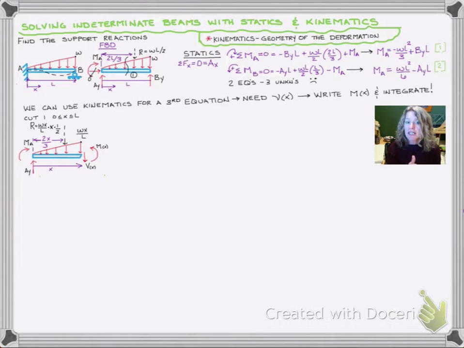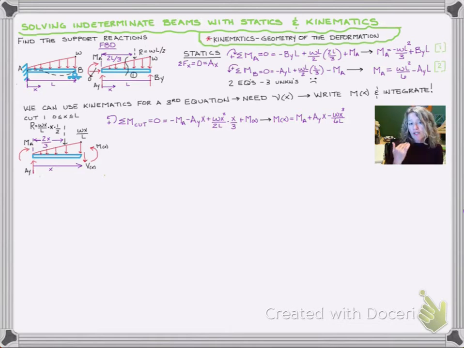We know in a triangle the resultant is 1/3 of the way from the cut, or 2/3 of X from A, and of course its magnitude is the area of the triangle, WX over L, times the length X, times 1/2. So with that information, we sum moments at the cut, and we can write our M of X equation as MA plus AY X minus WX cubed over 6L.